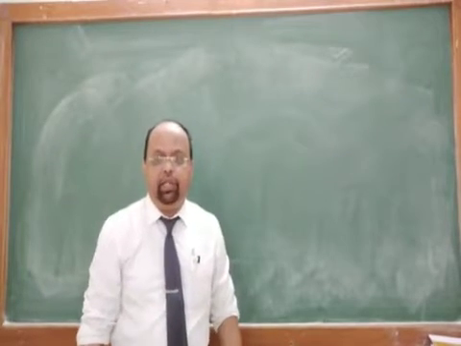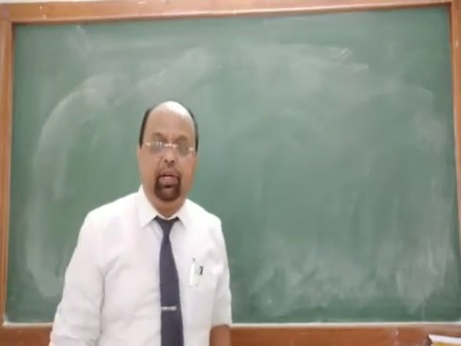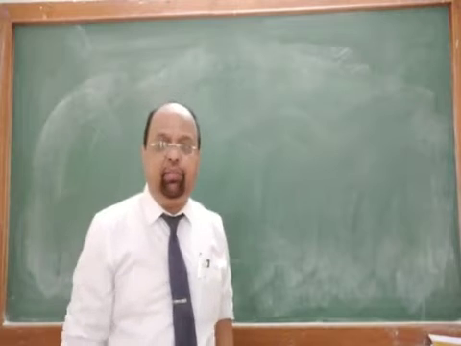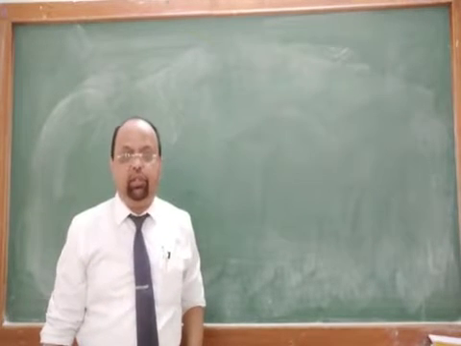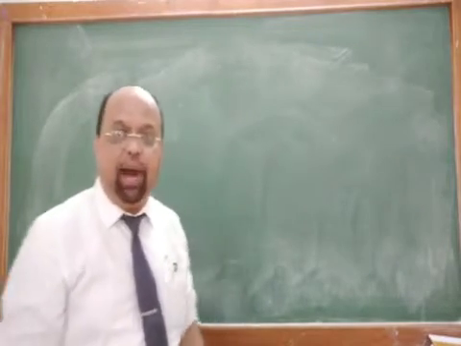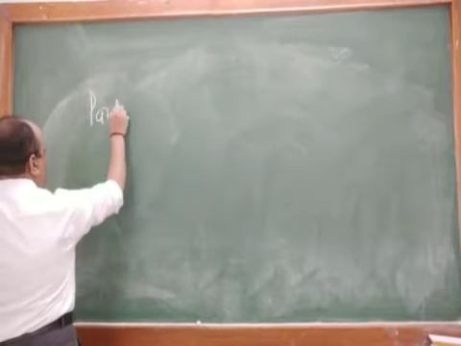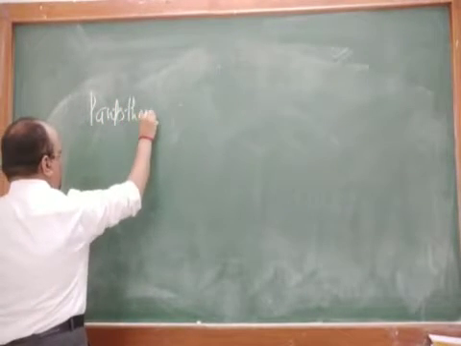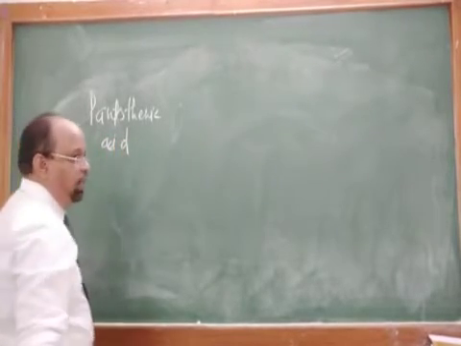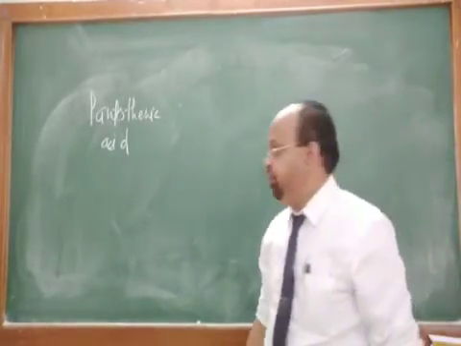Today I will discuss one more vitamin which is important for various reactions. Near about 70 enzymes require the coenzyme form of this vitamin, and that is known as pantothenic acid. Why is it named pantothenic acid?